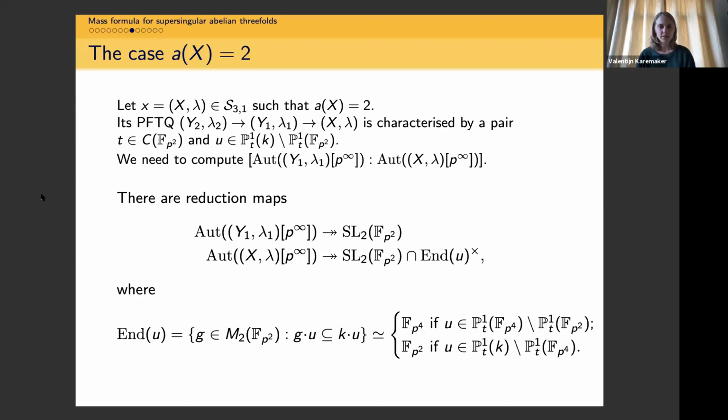So I already announced that the mass we'd be finding would depend on the values of T and U, and this is where you see that sort of happening. So how things depend on T and U.